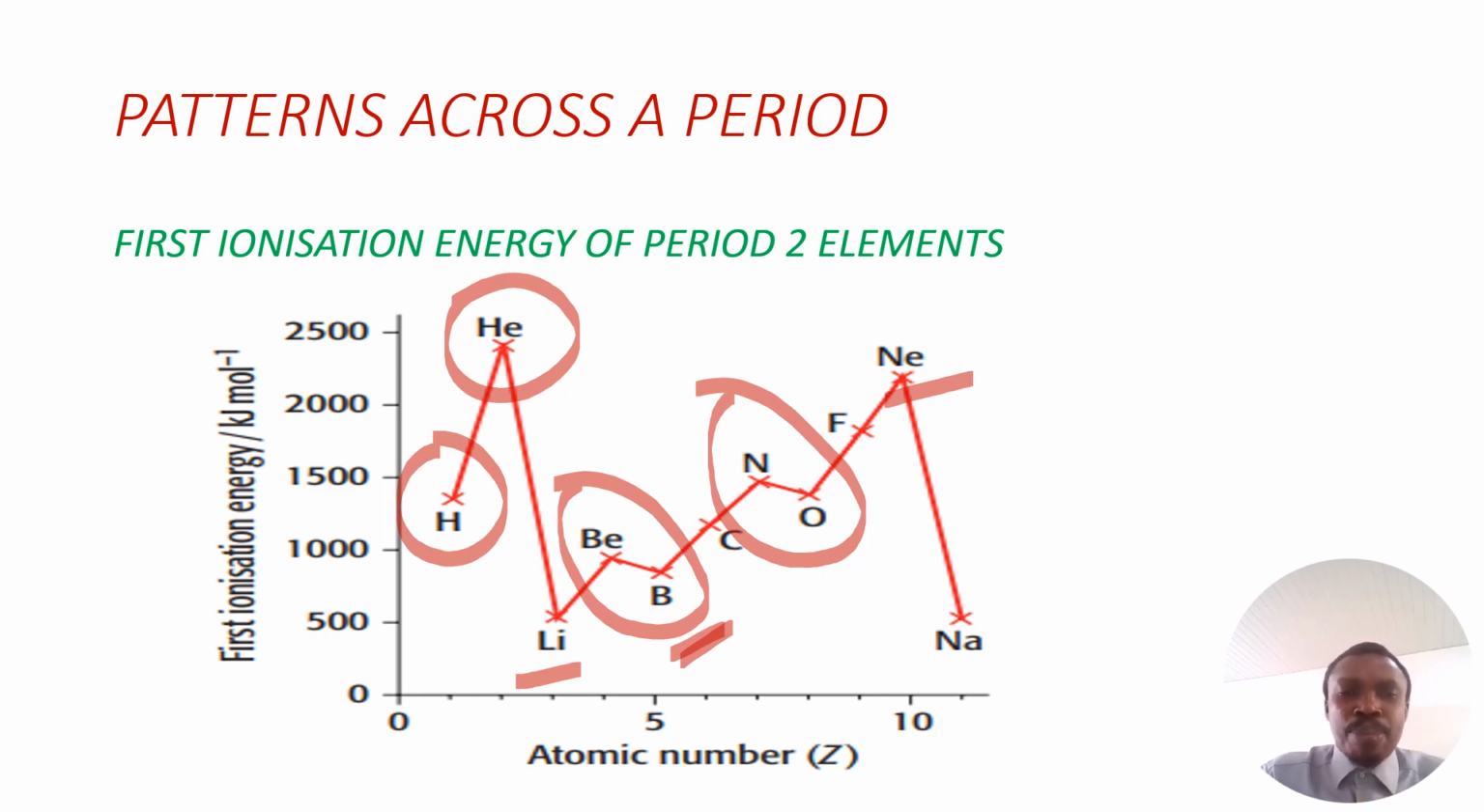As you go across the period, for period 2 elements from lithium to neon, ionization energy is supposed to what? Increase. The only exceptions are between beryllium and boron and between nitrogen and oxygen, which we are going to discuss. We're going to see the reason why there's a drop, why the ionization energy of boron is lower than that of beryllium, and why the ionization energy of oxygen is lower than that of nitrogen.